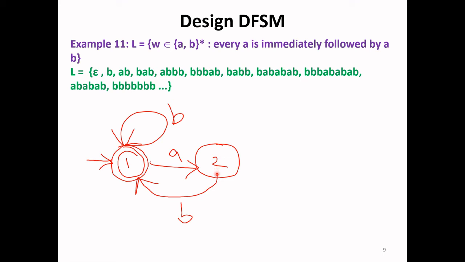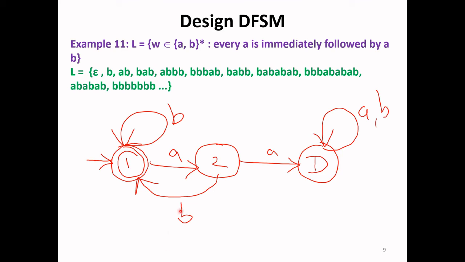From state 2, I have a transition for input symbol B going to state 1. What about A? So for A, what to do? Can I have an A as a self loop here? No. We have to trap this A. Take a transition for A to the trap state or the dead state, and again from the dead state, A comma B.